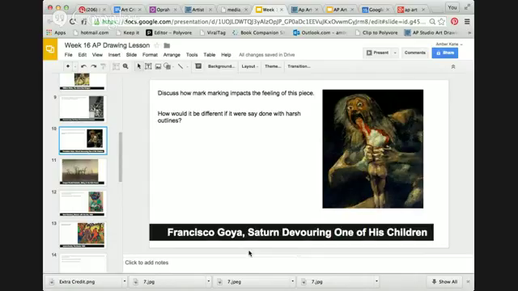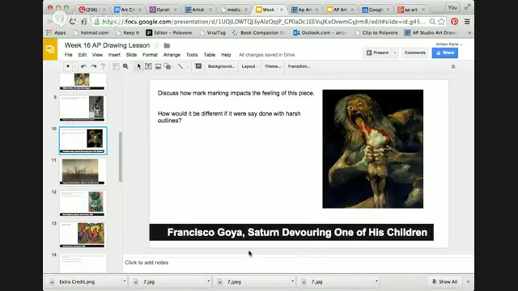So when I talk about mark making, we're really talking about how the artist is putting the paint or the ink onto the page, and how they are using that to create a feeling. And then in contrast, thinking about how this piece would be different if it had really harsh outlines or really flat colors.